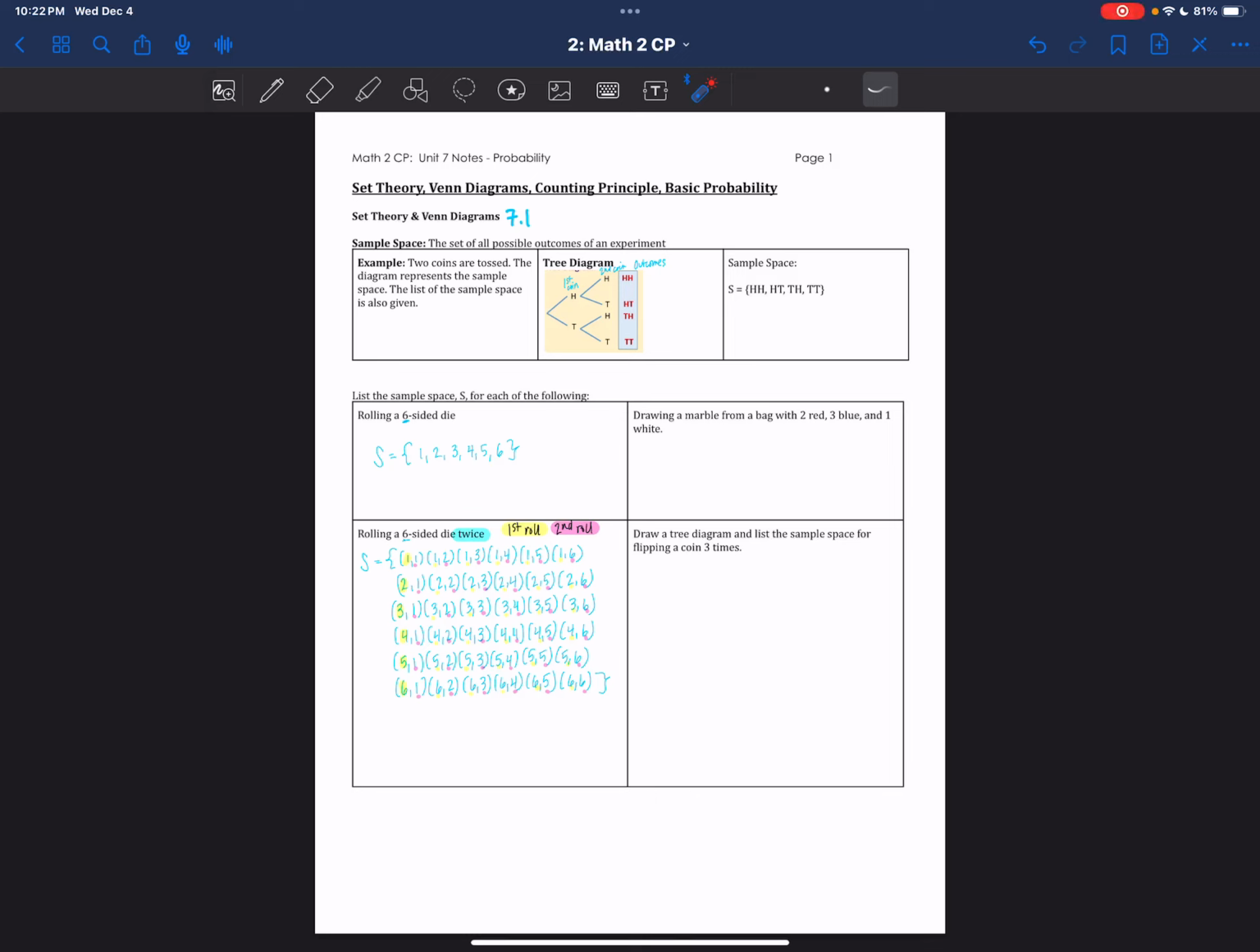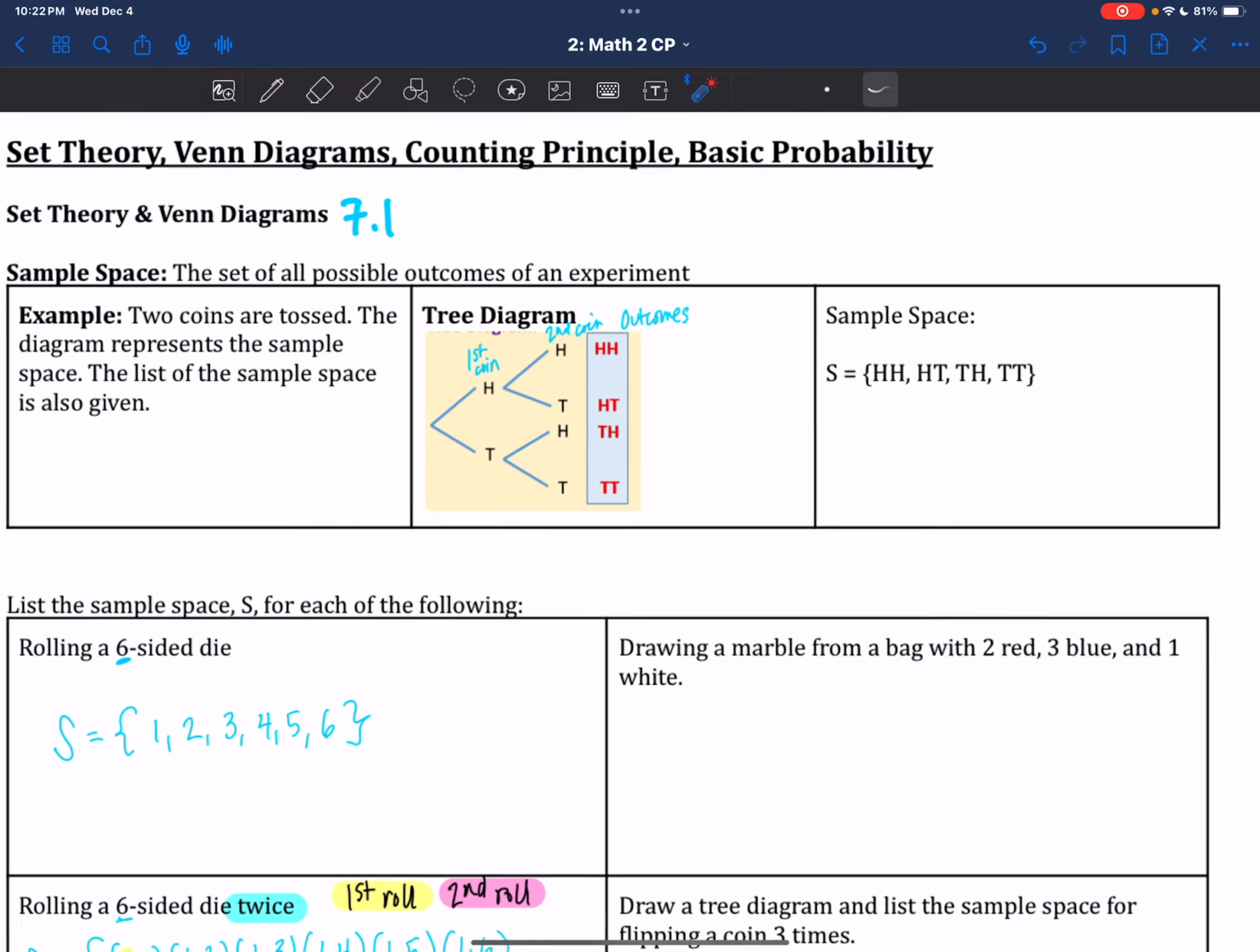All right, hey, today we're going to be talking about a lot of probability information. So we have set theory, Venn diagrams, counting principle, and basic probability.